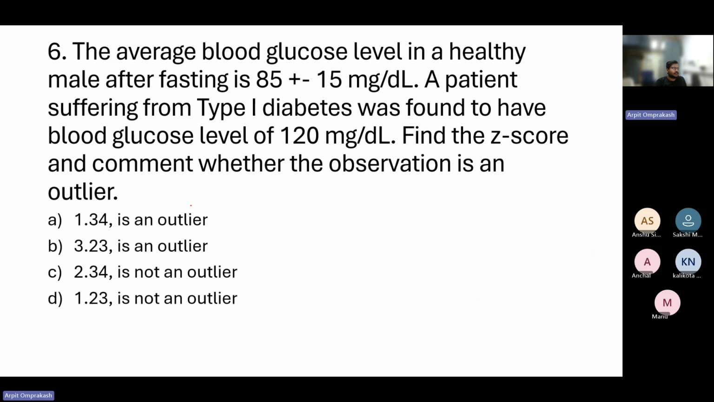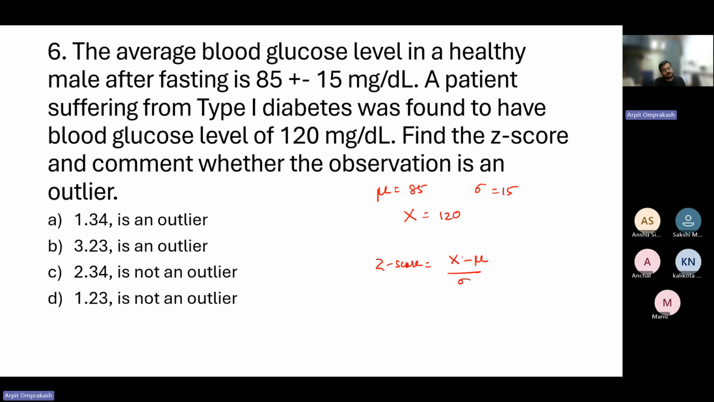So the z-score of any value. What we are given here is basically 85 plus minus 15. So mu here is 85, which is our mean or average. And sigma here is 15, which is our standard deviation. We are given the value x, which is 120. So find the z-score. The z-score is given as x minus mu by sigma.